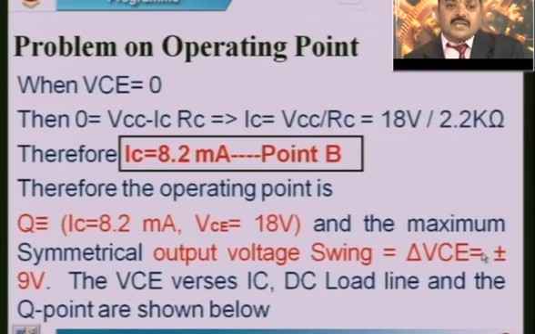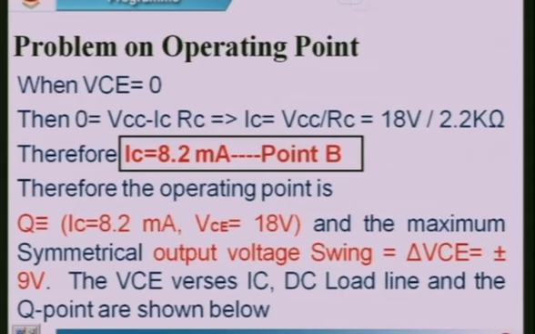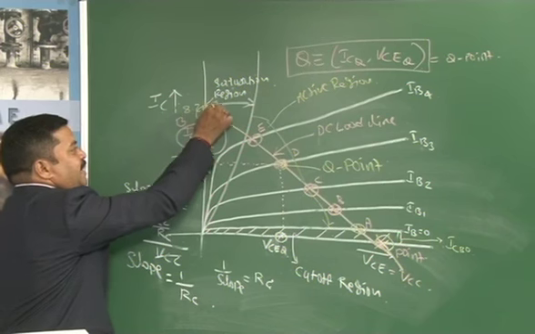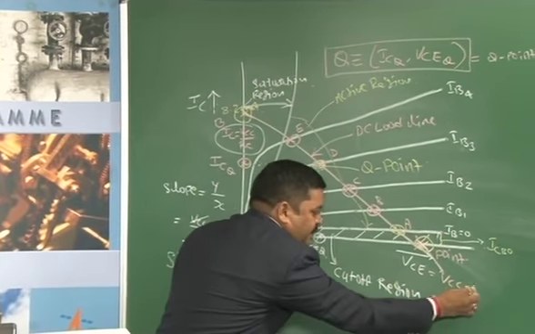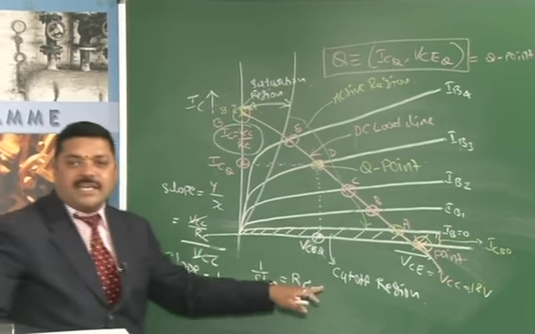Next. In the same equation, when I apply VCE equal to 0, then 0 is equal to VCC minus IC RC, which implies IC is equal to VCC by RC, which is equal to 18 volts by 2.2 kilo ohms. If you calculate, this value comes out to be IC equal to 8.2 milliamps. So point B corresponds to 8.2 milliamps, which I am marking on the board. And then VCE will be equal to VCC, which is 18 volts.